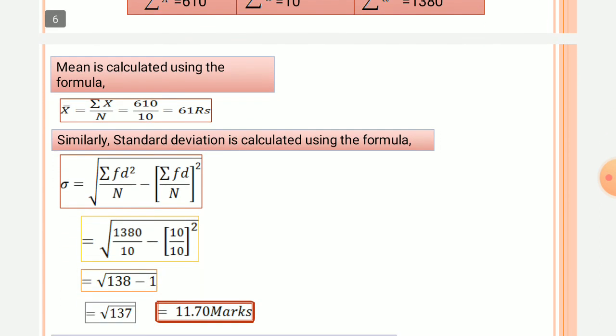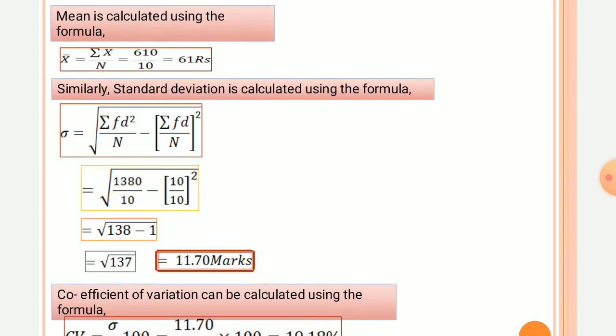Now similarly, standard deviation can be calculated as sigma is equal to root of sigma fd square by n minus sigma fd by n whole square. So here you can use the formula excluding f, because this is an individual series. That's why you can apply the formula sigma is equal to root of sigma d square.